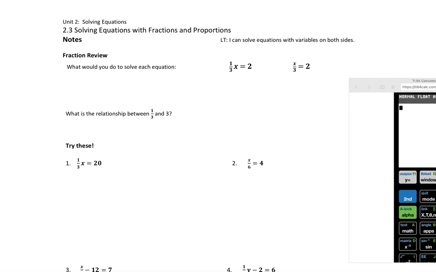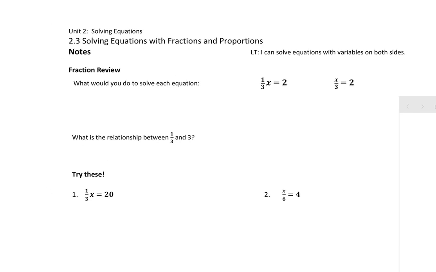Today we'll be doing 2.3, solving equations with fractions and proportions. Before we do our 4 examples, let's talk about some fraction review. What would you do to solve each equation?